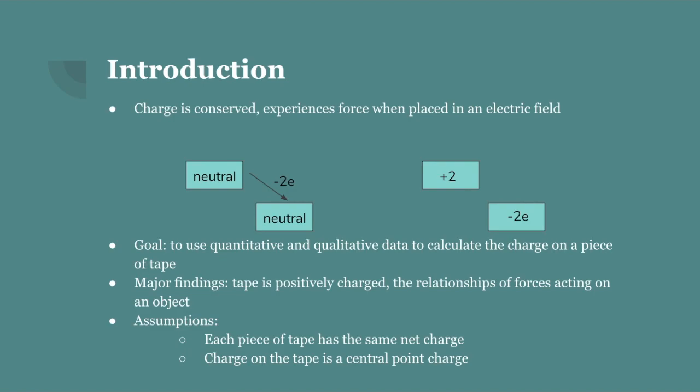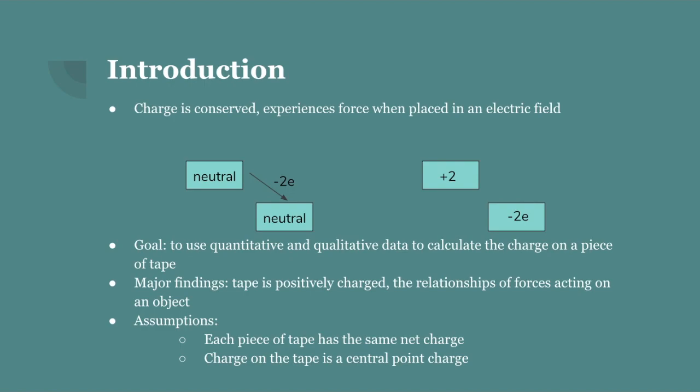To start with the introduction, I wanted to begin by explaining a little bit about charge and the conservation of charge. So charge is conserved under all interactions, and so using the tape as an example in the diagram I have below, both tapes were initially neutral in charge, and upon their interaction, there was an electron transfer causing one of the tapes to become positively charged and the other piece of tape to become negatively charged. However, the net charge is still zero, so charge is conserved.